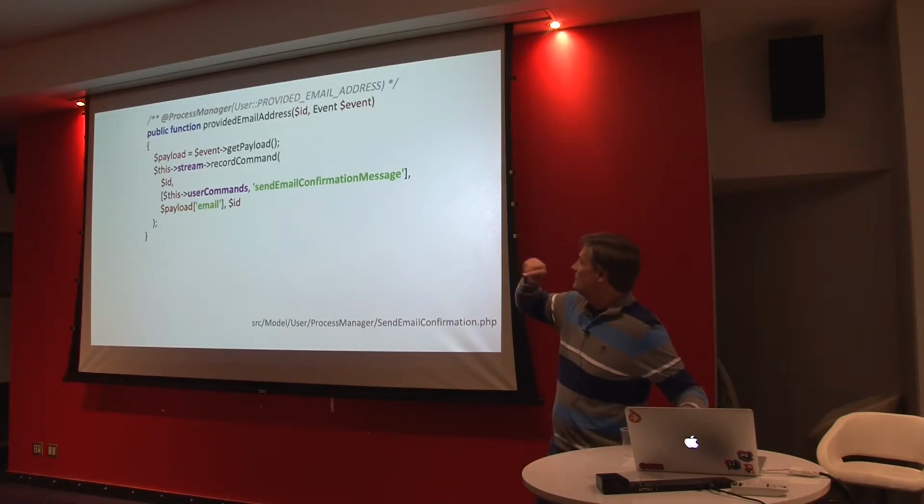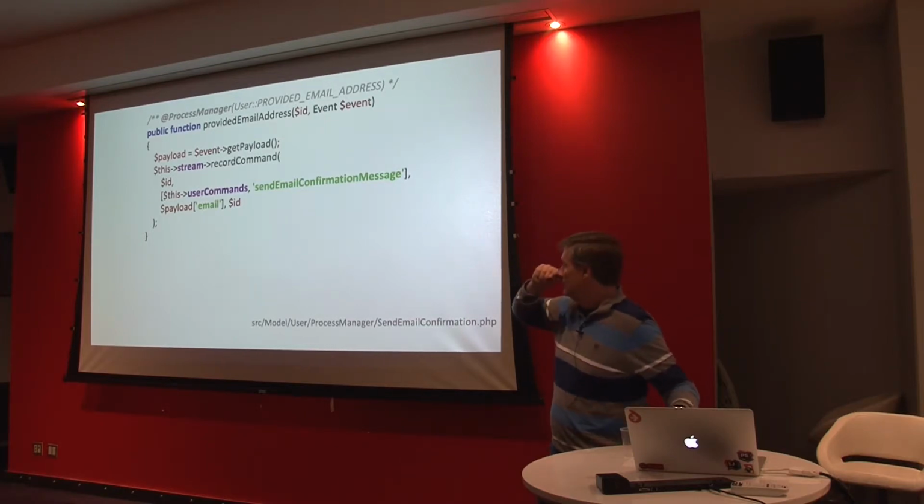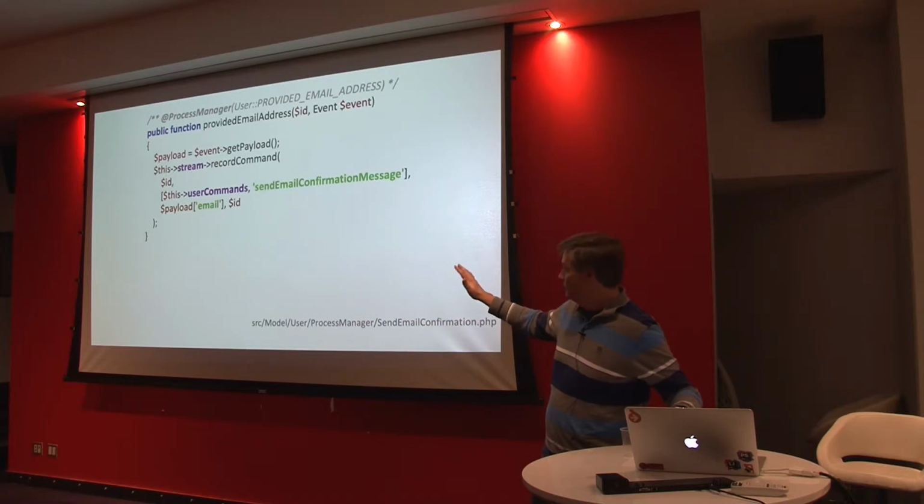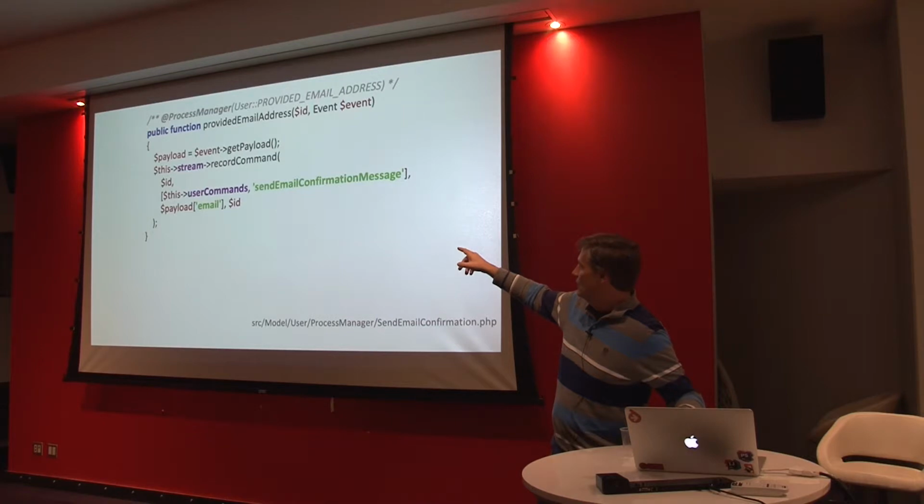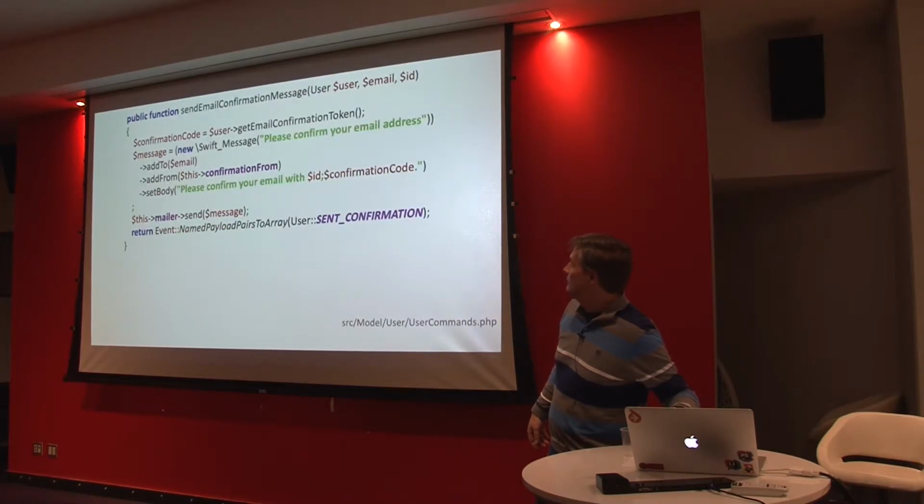Okay, and this is the process manager. So this looks at when a user is provided an email address and creates a command or actually tries to record the command. So it passes it back in, which makes it recursive, passes it back into the stream to record the command and send the confirmation message. And the command will actually do that. So here's code for that command handler. It tries to do it. If it has a problem, it can throw an exception.